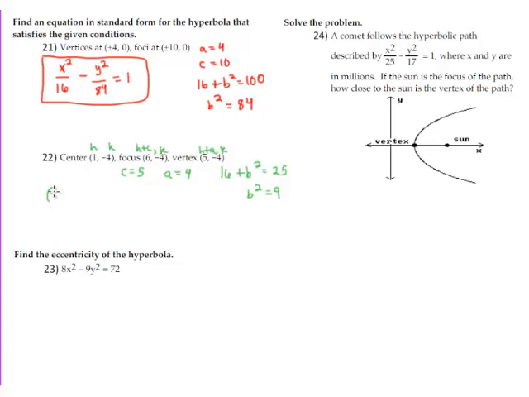So that's going to be x minus h, so x minus 1 over a squared, which is 16, minus y minus k, which is y plus 4, over b squared, which is 9, equals 1.